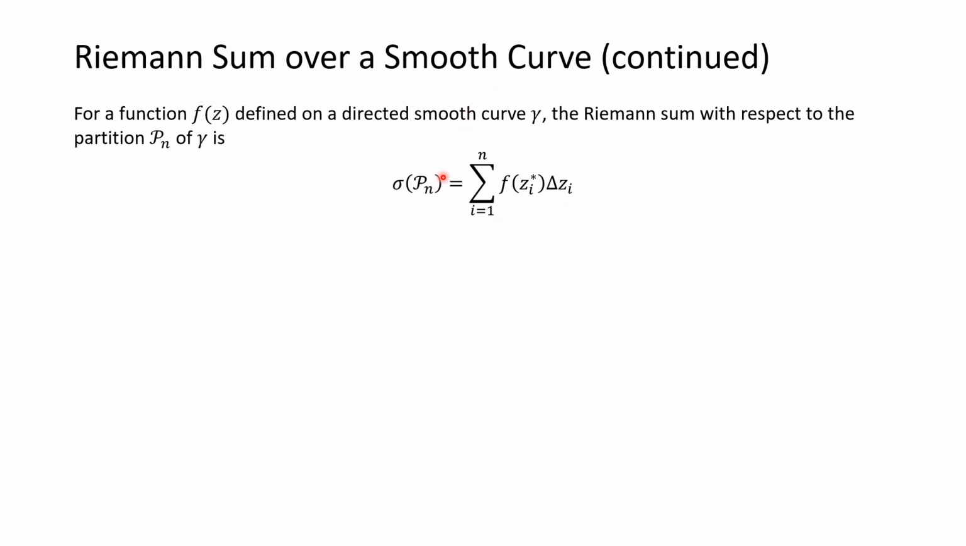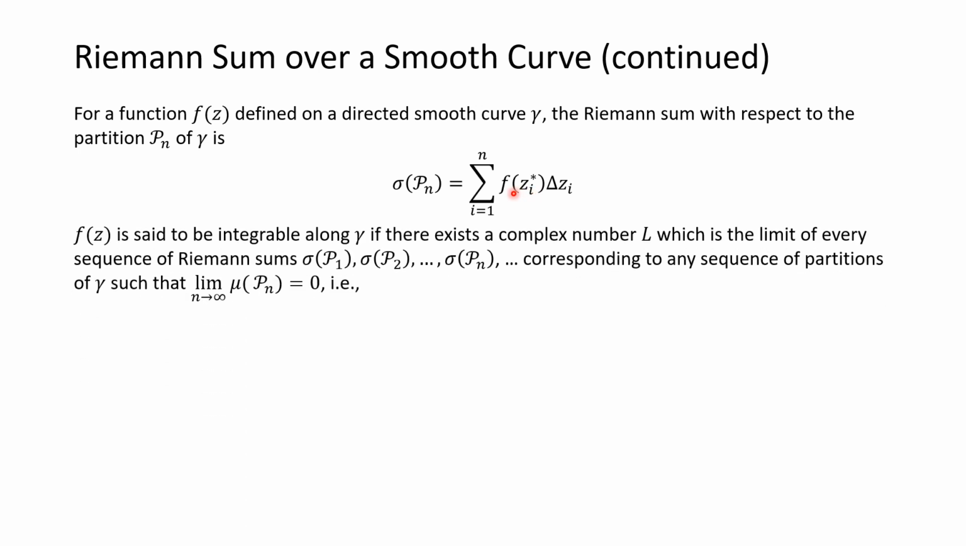We have the definition here. It's the Riemann sum over partition P sub n: the function f evaluated at z sub i star, where z sub i star, recall, was a point in a given interval, and then you just multiply by the length of the interval, and you add those together and you get the Riemann sum. So it looks very much like the real valued case, but we're not actually computing rectangles anymore. It's just a more general concept.